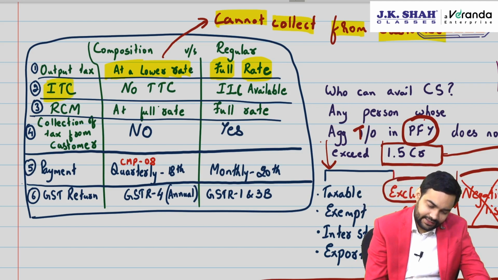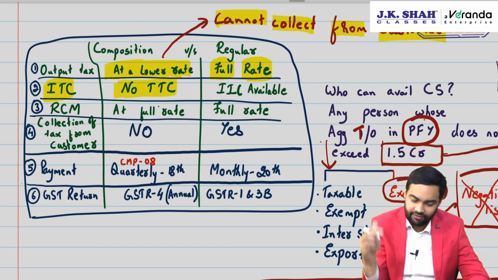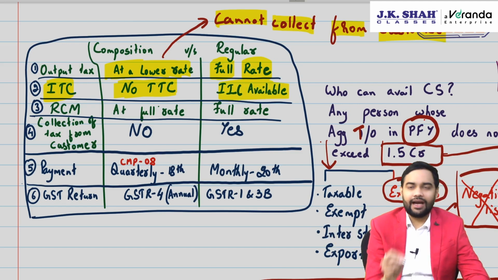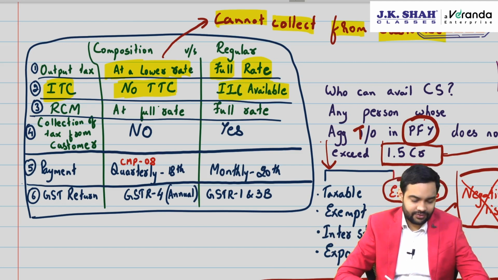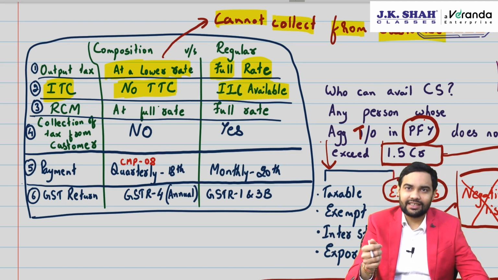Coming to ITC, a person under composition scheme cannot avail input tax credit, while in regular scheme ITC is available. So what happens is that the tax which is paid on purchases or inward supplies by a composition dealer becomes his cost because he cannot avail ITC.